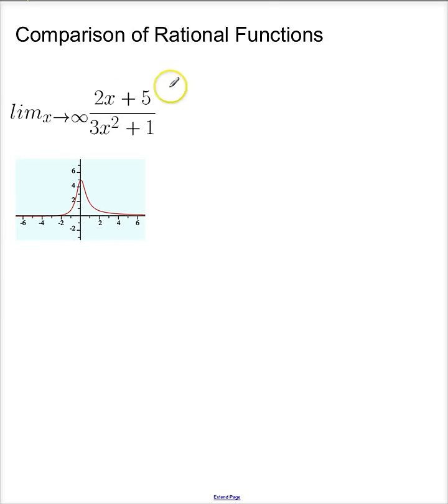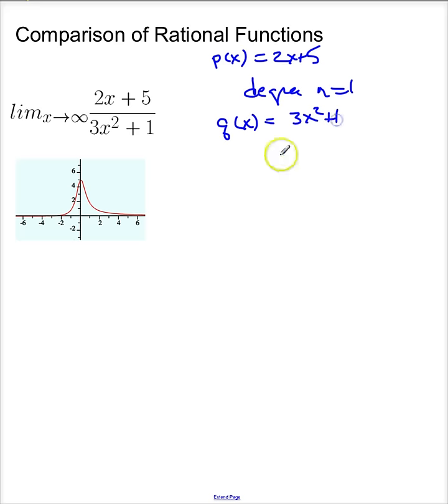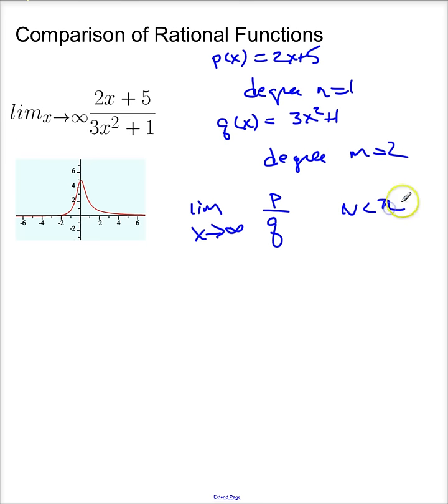Let's look at this function right here. For this function, p of x is 2x plus 5. It is of degree n equals 1. Q of x is 3x squared plus 1. Its degree is m equals 2. So when I do the limit as x approaches infinity of p divided by q, because the degree of the numerator is less than the degree of the denominator, this limit is 0. We can also say this has a horizontal asymptote at y equals 0.